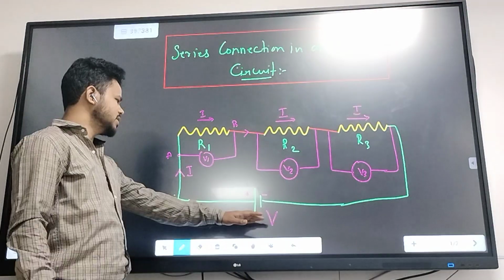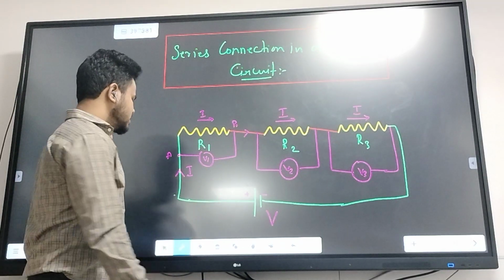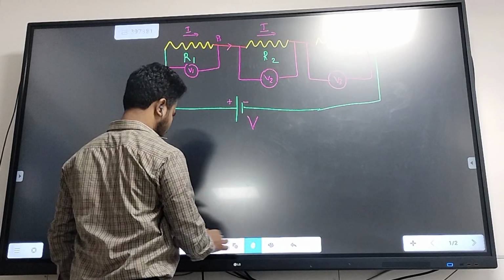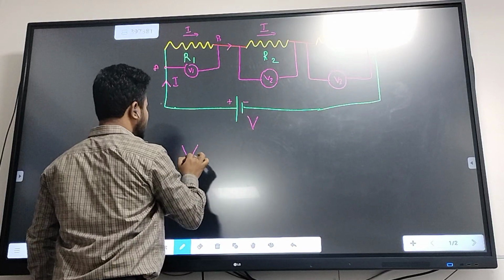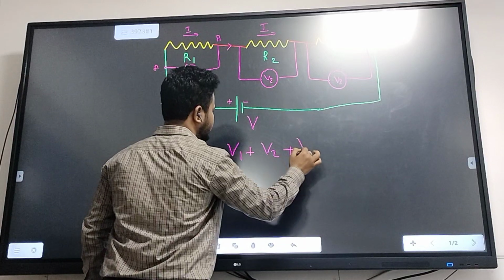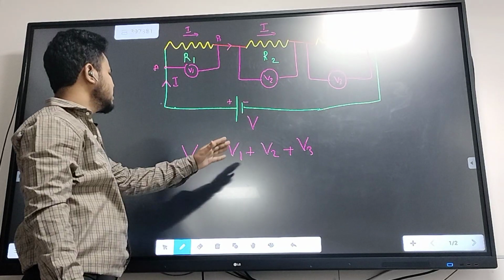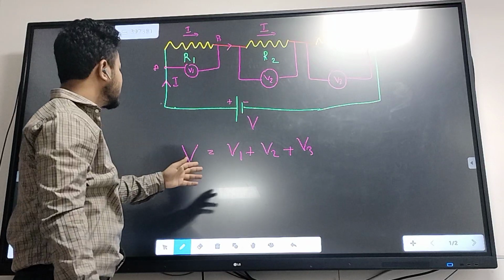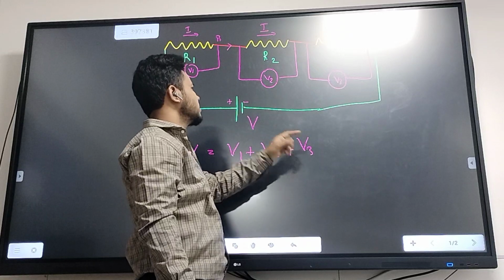That means this whole potential difference will be divided into 3 components, such that the total V will be equal to V1 plus V2 plus V3. The amount of current flowing through the circuit is the same, and only the potential is divided into 3 parts. V1 is the potential drop across R1, and similarly V2 across R2 and V3 across R3.